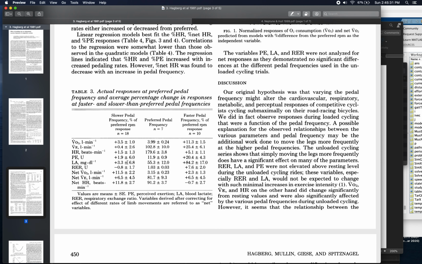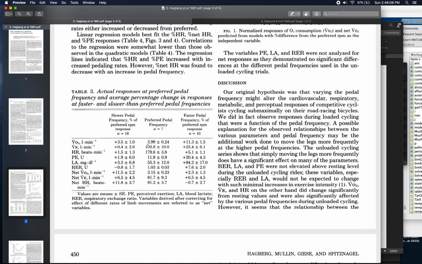If they pedaled at slower frequencies, again, things on average tended to increase. You tended to use more oxygen or inhale more oxygen into your body to power your muscles. You tended to increase your rate of expiration of air from the body. You tended to increase your heart rate, your perceived exertion, your lactate, etc. But notice here that these are not terribly large increases, right? Heart rate when I pedaled at the slower frequencies went up by like 1.5 beats on average, compared to 5 beats on average at the faster rates. VO2, rate of oxygen consumption, went up by 3.5 liters per minute compared to 11.3 liters per minute when I pedaled at the faster frequencies. Okay, same thing for basically all of these variables here.